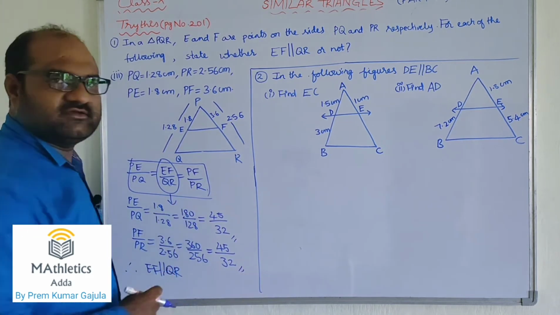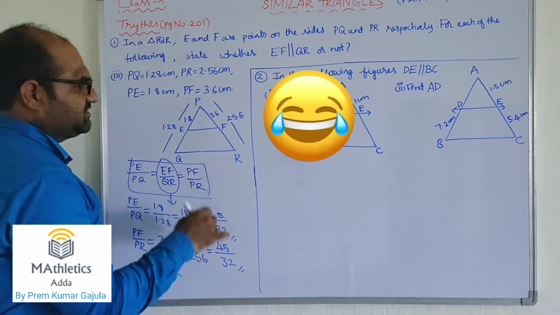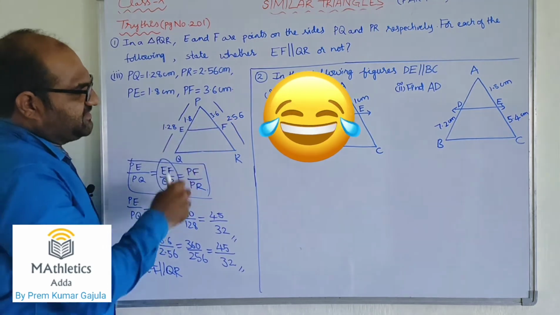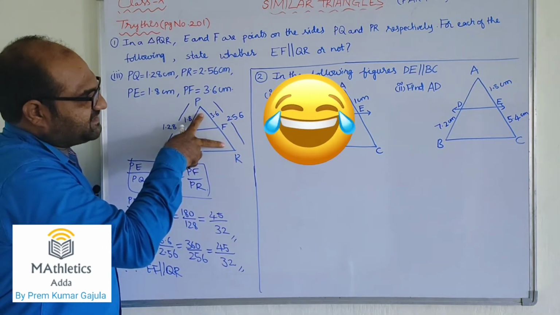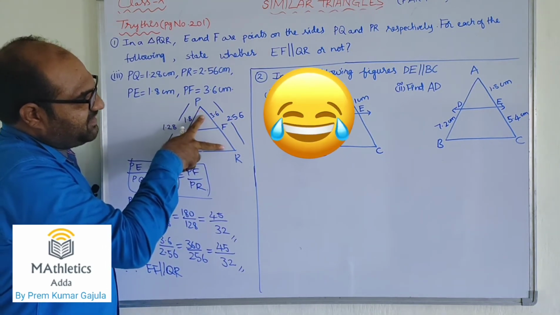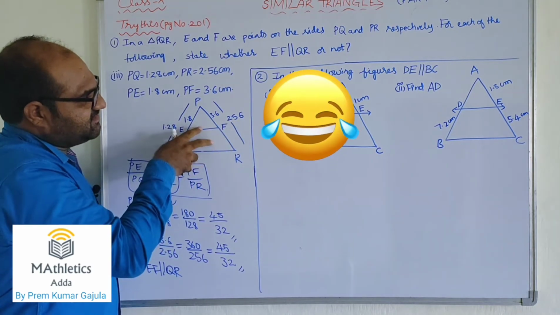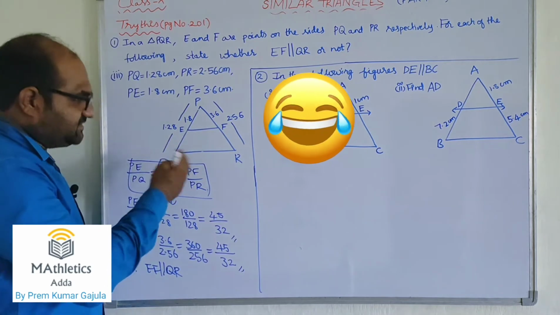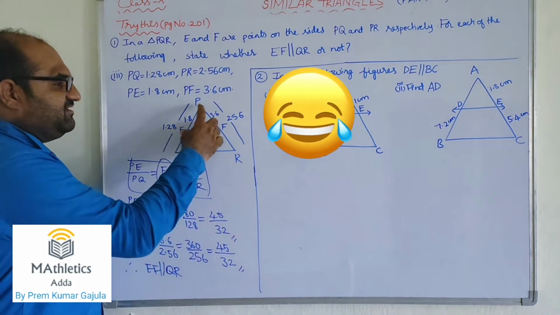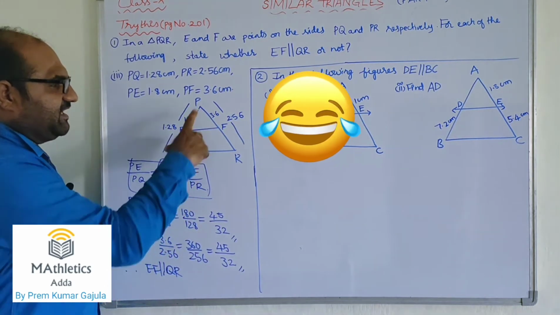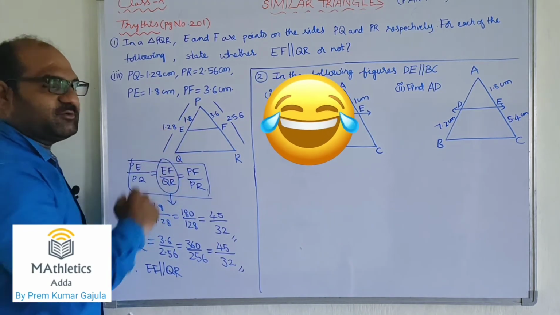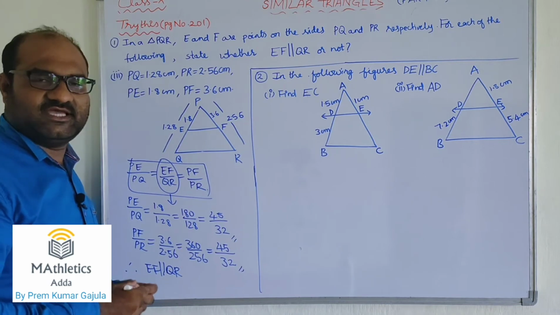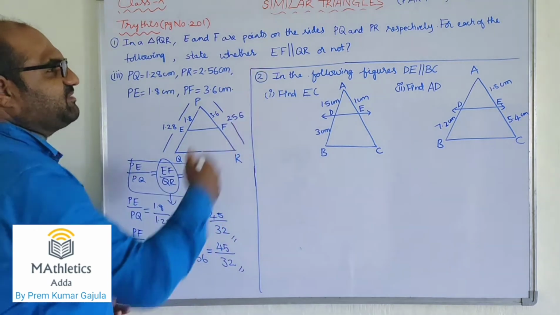So now let's see here. One funny thing is there in this question. PF is 3.6 centimeters and PR is 2.56. See, actually PR is greater than PF, but PR value is given as 2.56 and PF value is given as 3.60, which is greater than PR. And similarly here also, PE value is given as 1.8 centimeter and PQ value is given as less than this, that is 1.28. Okay, but no problem, the values are given. We have to anyway substitute to say that EF is parallel to QR or not.